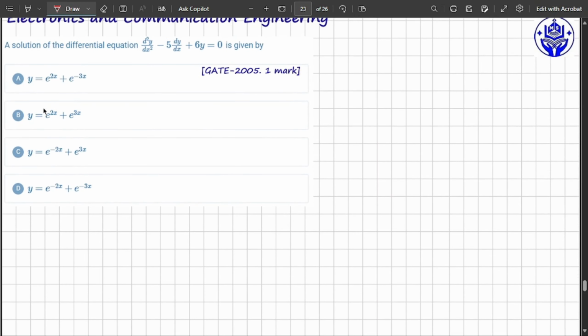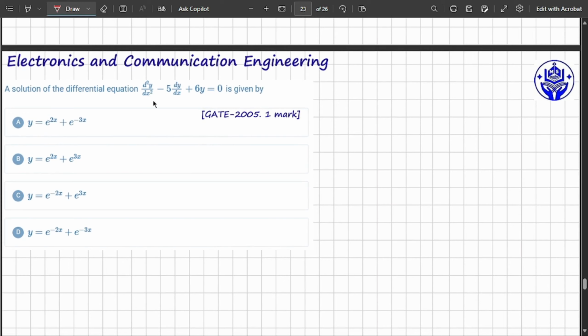The next question is again related to a differential equation: y double dash minus 5y dash plus 6 equals 0. In this we have to find the solution only. So what are the characteristic roots? You can just take minus 5 and this, so obviously it is 3 and 2. So these are the roots. It is the correct answer, because it is minus 2 and minus 3.